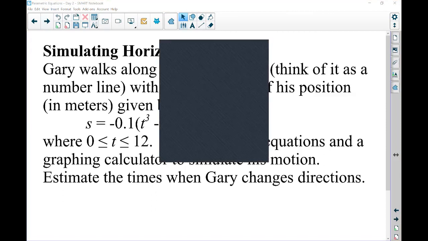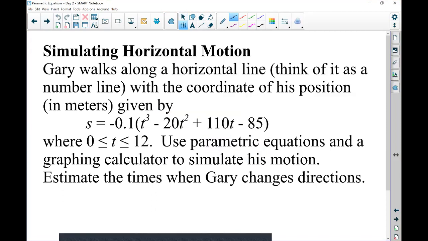And if you're jotting down these notes, I would say the important pieces here: Gary walks along a horizontal line. His position is given by that equation where t is from 0 to 12. And pretty much the rest.